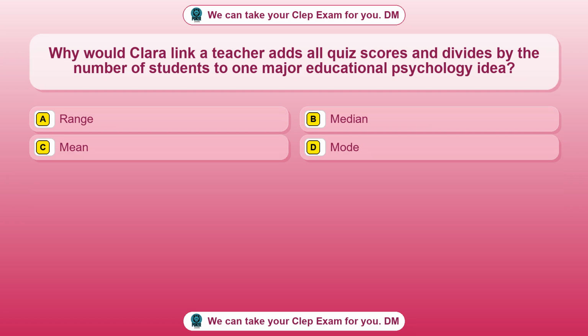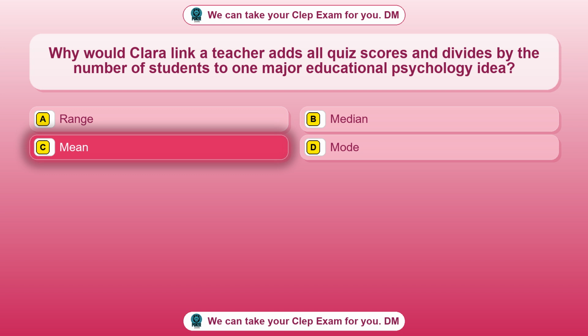Question 93. Why would Clara link a teacher adds all quiz scores and divides by the number of students to one major educational psychology idea? Option A, range. Option B, median. Option C, mean. Option D, mode. The correct answer is option C, mean.